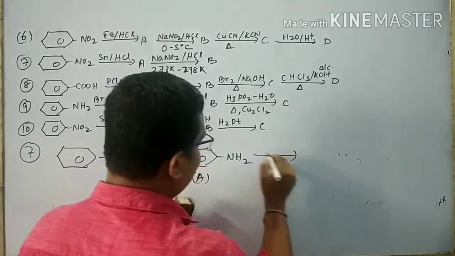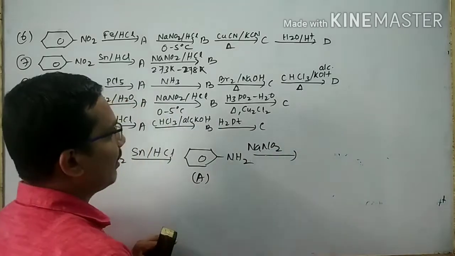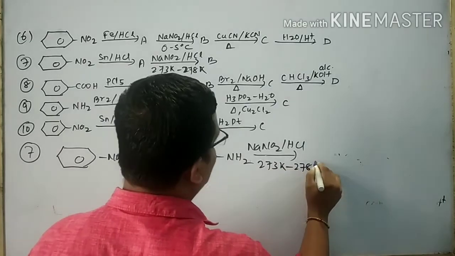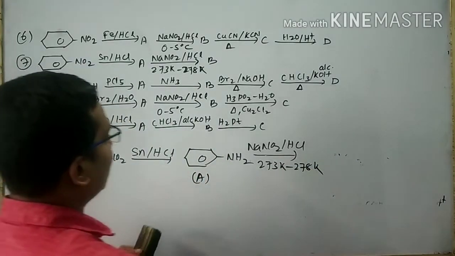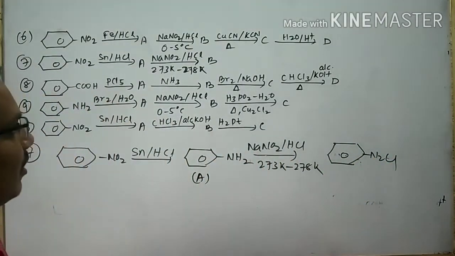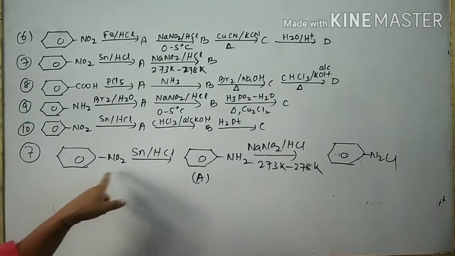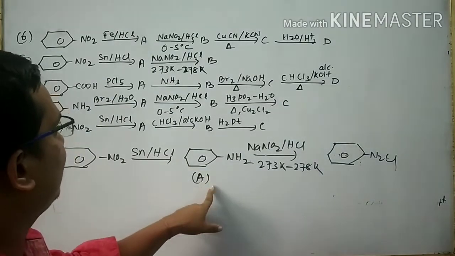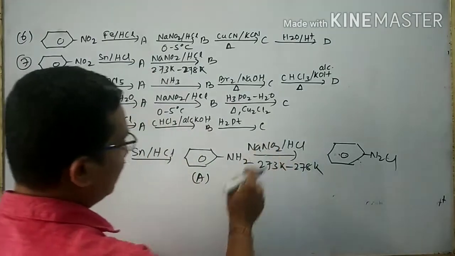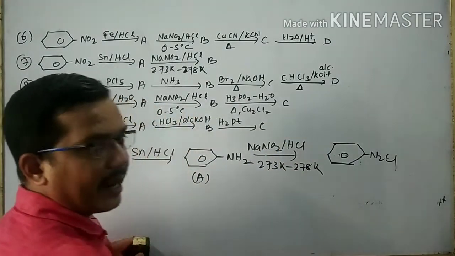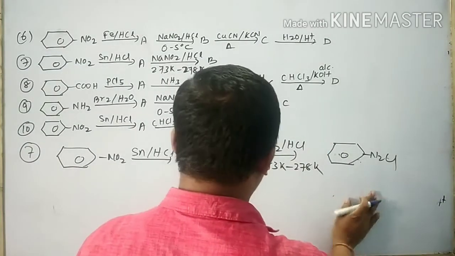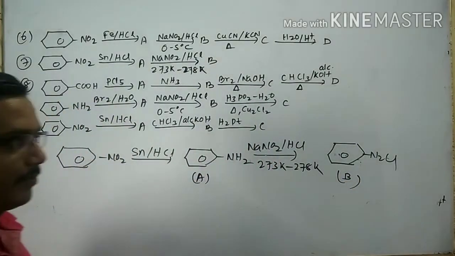A is now treated with NaNO2 in the presence of HCl at 273 Kelvin to 278 Kelvin temperature. Then what will happen? BDC is formed. Again I will repeat, nitrobenzene subjected to reduction gives A, that is aniline, and aniline is subjected to reaction with NaNO2 in the presence of HCl at 273 to 278 Kelvin. Then BDC is formed, which is considered as B.